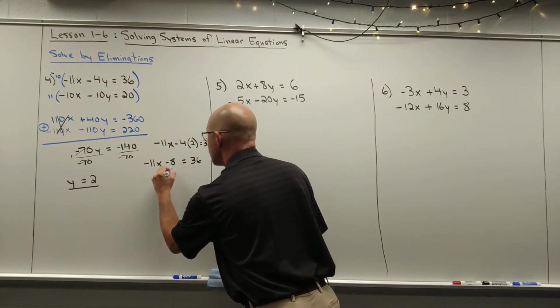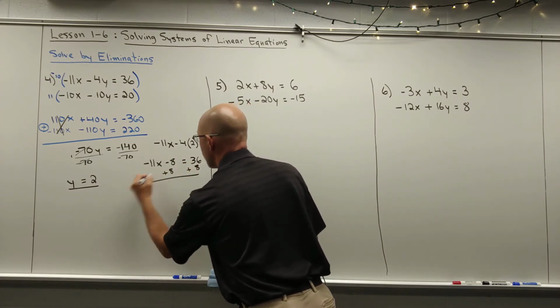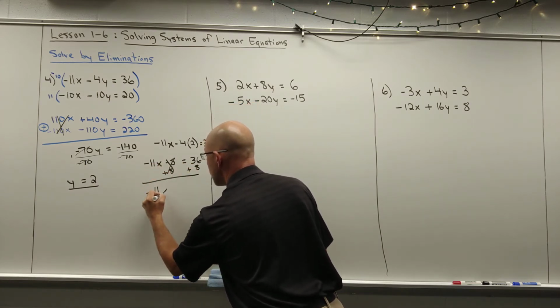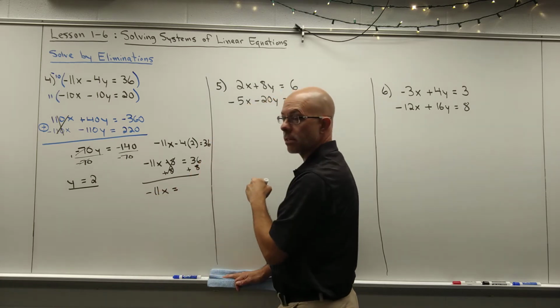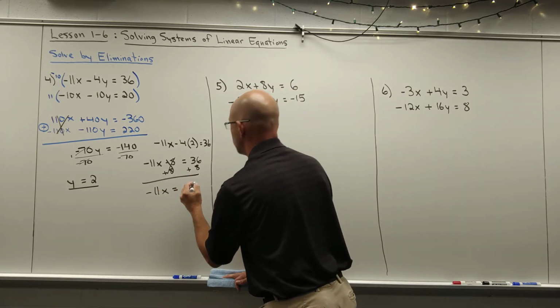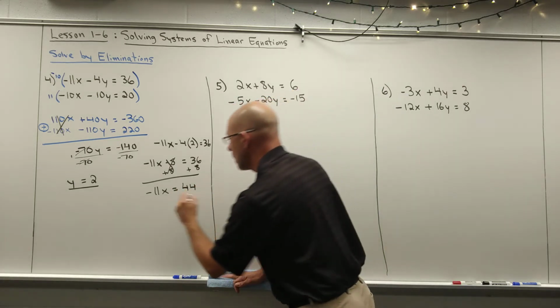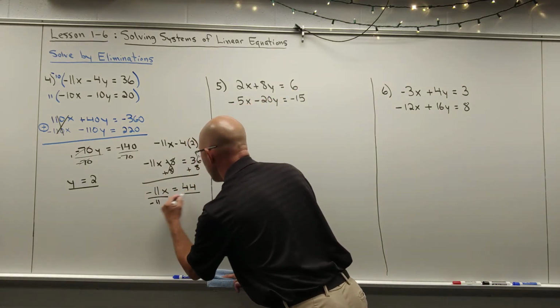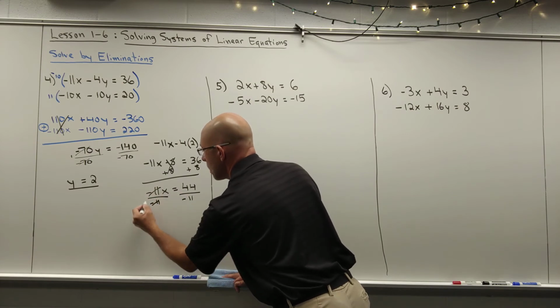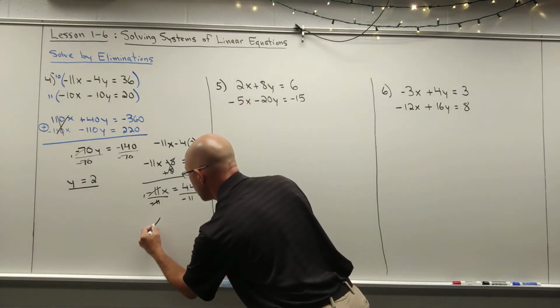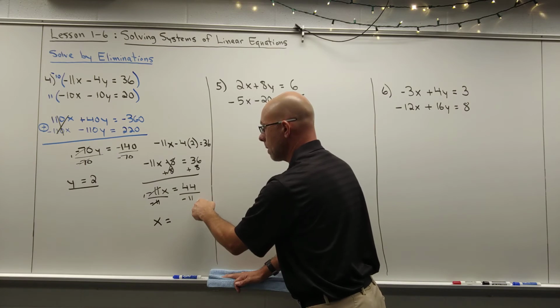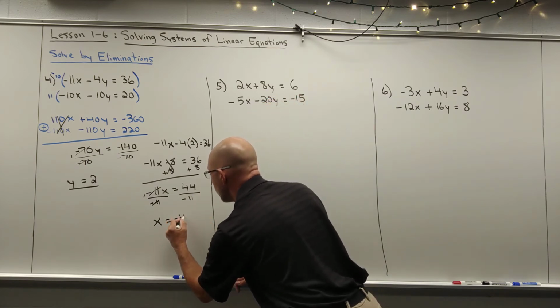We're going to add 8. Negative 11x equals 36 plus 8, which is 44. Divide both sides by negative 11. Negative 11 divided by negative 11 is positive 1, 1x. And 44 divided by negative 11 is negative 4.